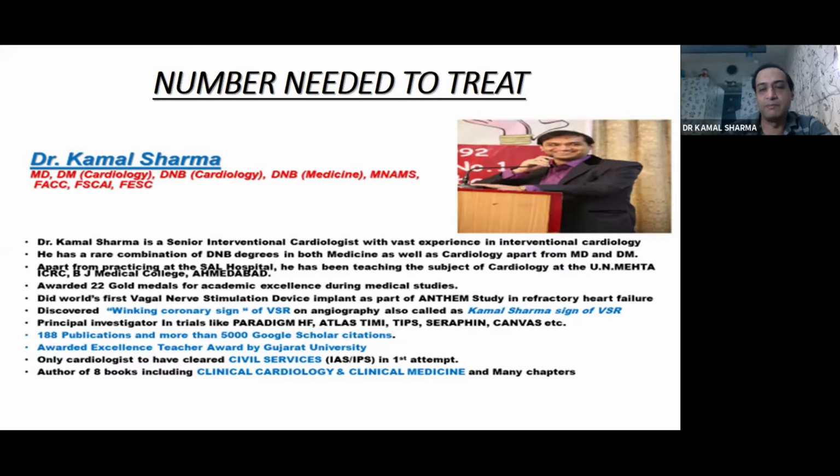This is an important topic because it tells you what the efficacy of a therapy is vis-a-vis, say, other therapies. It tells you what number of patients you need to treat to achieve one event reduction over what period of time.